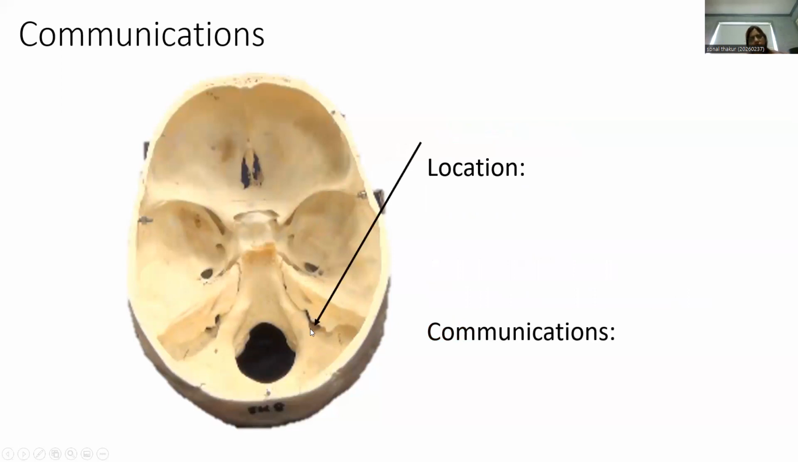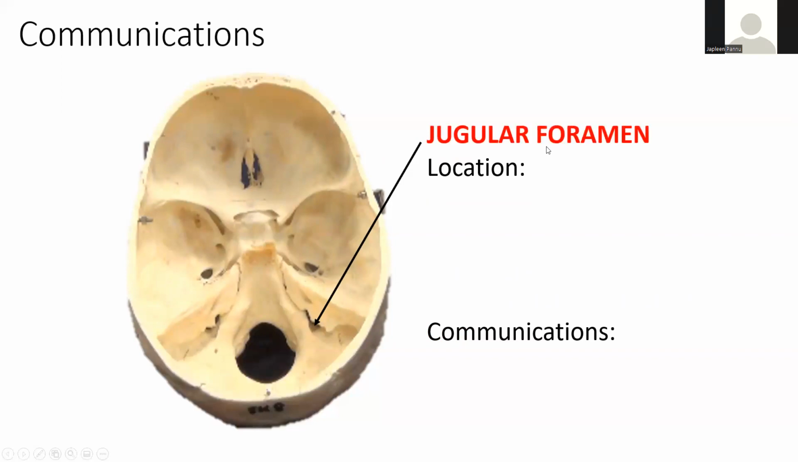Okay, how about this foramen here? Jugular foramen. Okay, so this is the jugular foramen. Any idea about the fossa here, what we call this fossa? Posterior cranial fossa. Fantastic, posterior cranial fossa.